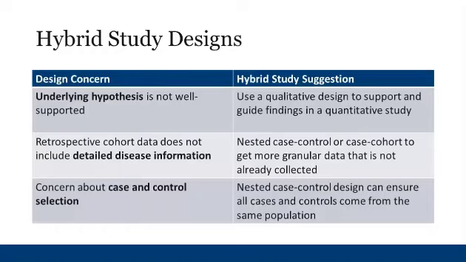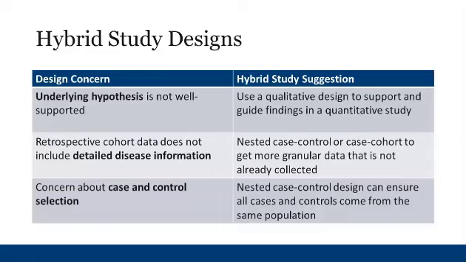One of the ones that we see most often, and this actually results in a mixed method study, is if your underlying hypothesis, when you do your literature search and you come up with your hypothesis, is really not well supported, then you might want to consider using a qualitative design to support and guide the findings of a subsequent quantitative study. This would of course be a mixed methods design.